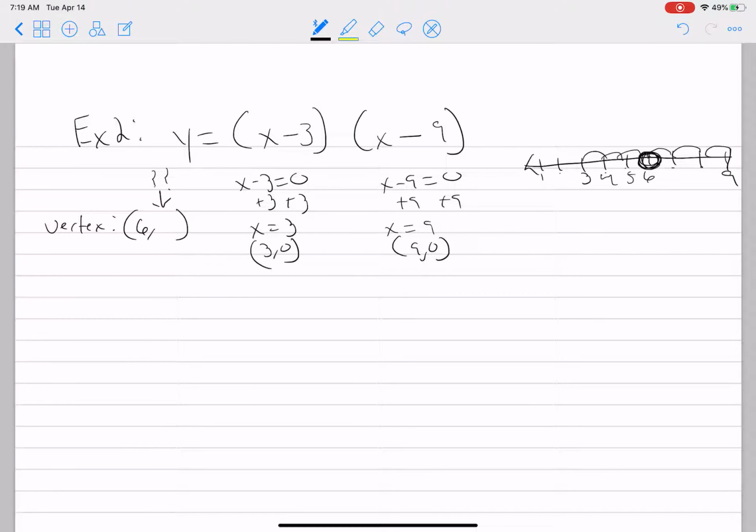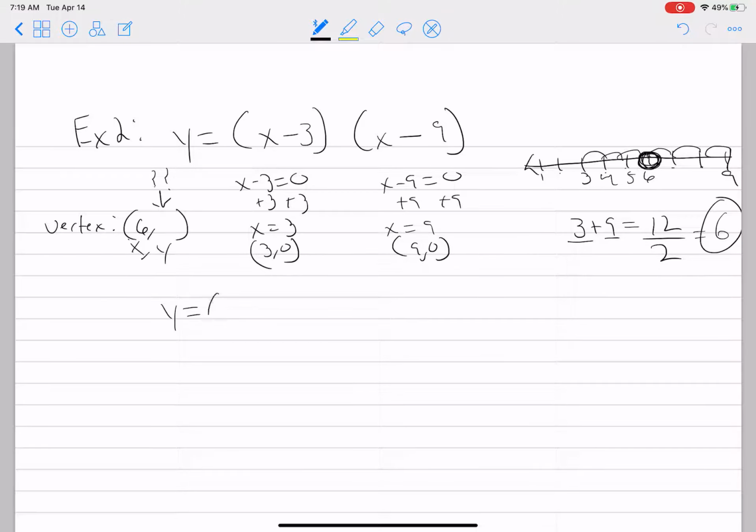We're unsure. But let me show you the other way you could have done that. You could have said 3 plus 9 is 12. And then there are 2 terms here, so you divide it by 2. 12 divided by 2 is 6. 6 is the middle point between 3 and 9. I just want to give you multiple ways to figure that out.